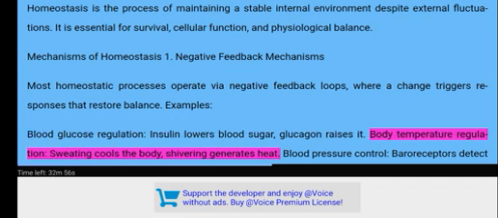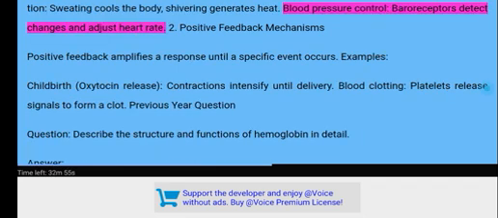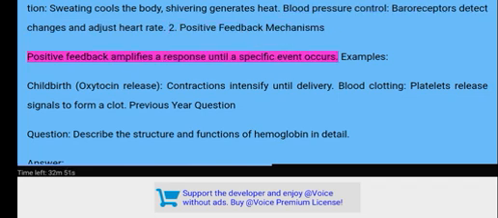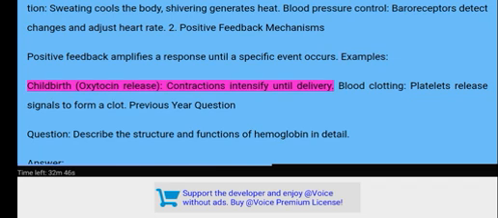Body temperature regulation, sweating cools the body, shivering generates heat. Blood pressure control, baroreceptors detect changes and adjust heart rate. 2. Positive feedback mechanisms. Positive feedback amplifies a response until a specific event occurs. Examples. Childbirth, oxytocin release, contractions intensify until delivery. Blood clotting, platelets release signals to form a clot.